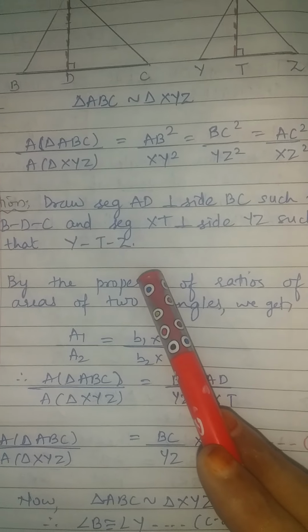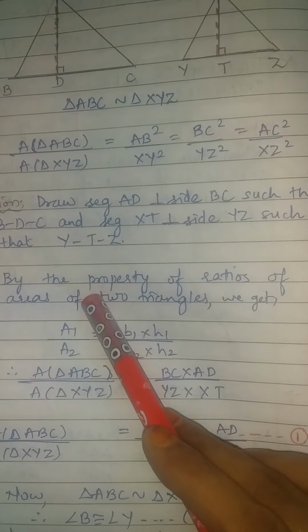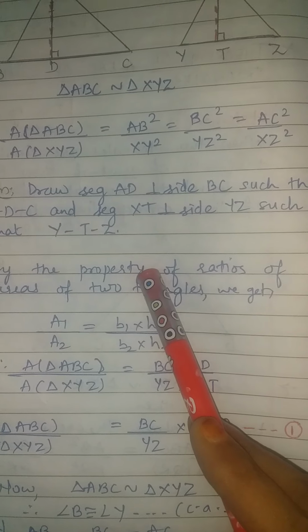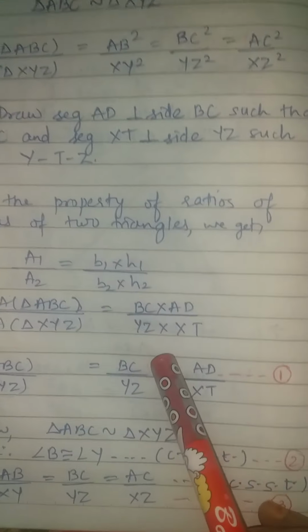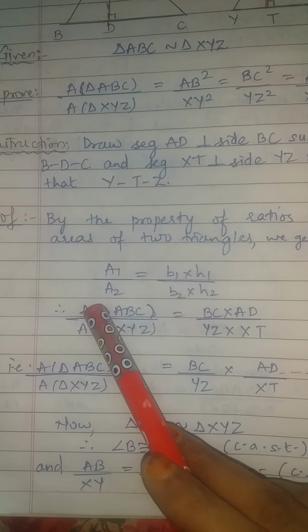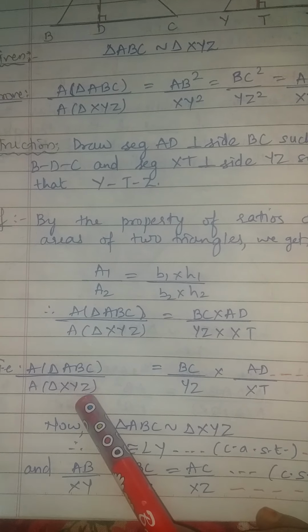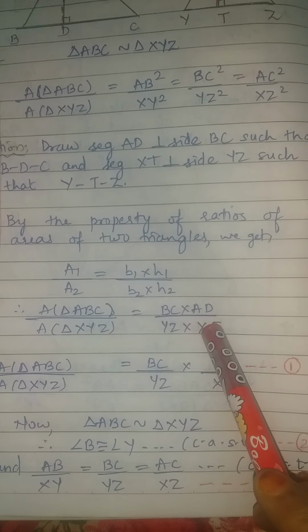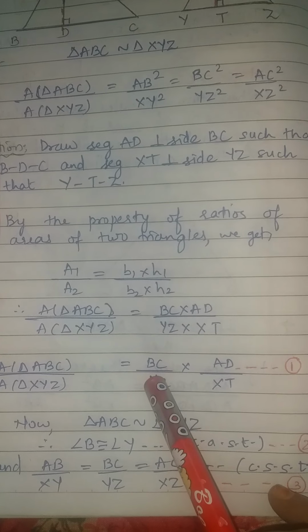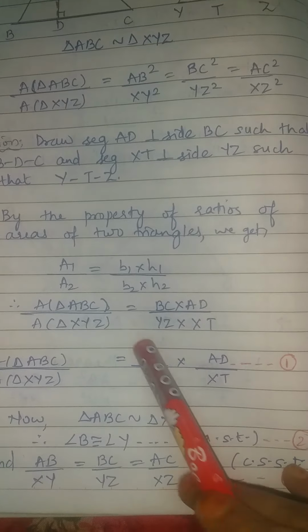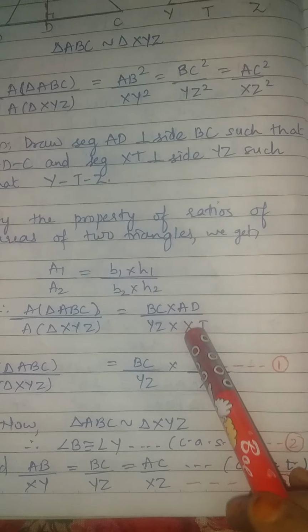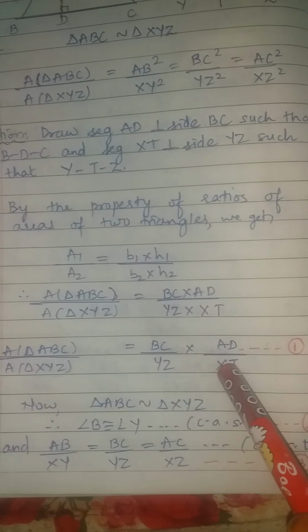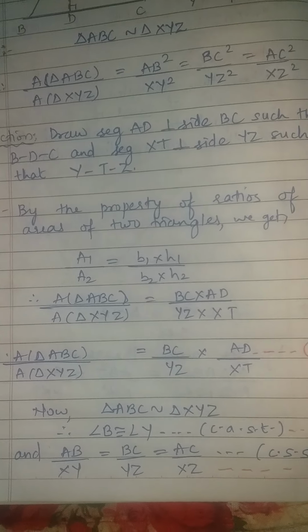We are going to start the proof of the theorem by using the first property which we have already studied. So let's segregate the denominators. We'll be having area of the first triangle upon area of the second triangle will be equal to, let us separate out the numerators and the denominators, BC upon YZ into AD upon XT. Let us take this as equation 1.